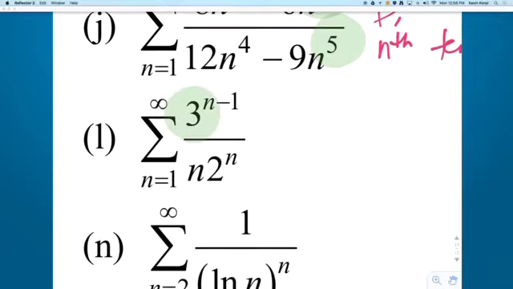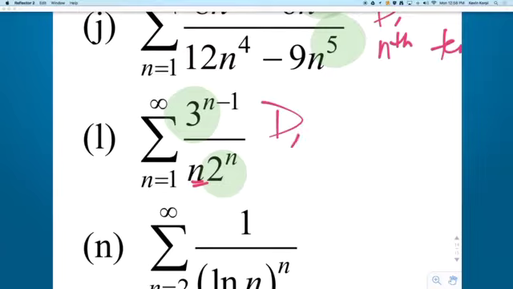The top grows faster because it's a power of 3 to the n instead of 2 to the n, but the bottom also has a little helper. "I want to help, I want to help, I want to help," said n. Does that help 2 to the n defeat 3 to the n for large n? No, it doesn't. This one diverges.